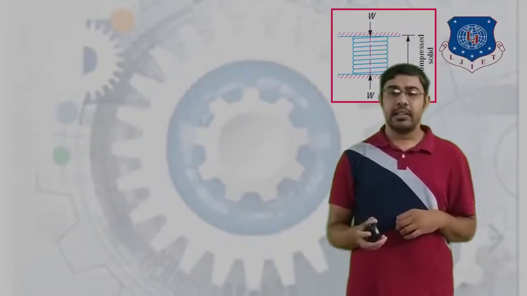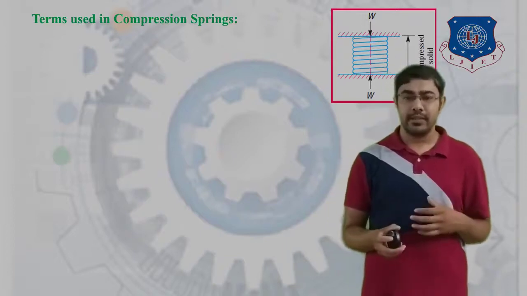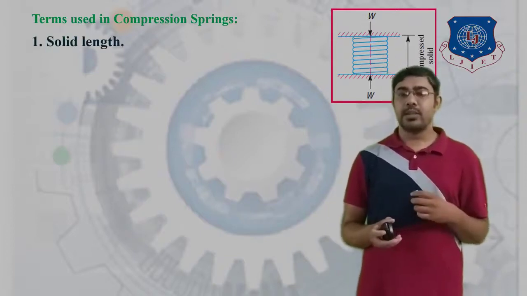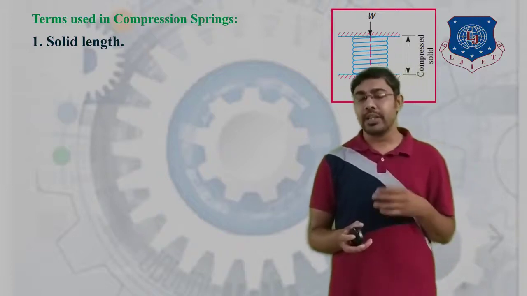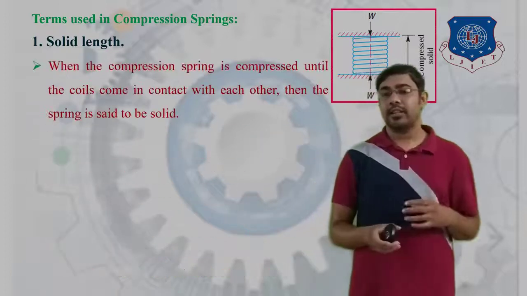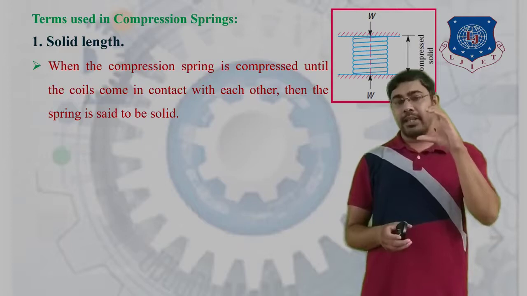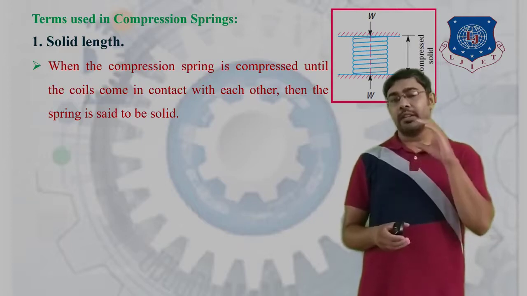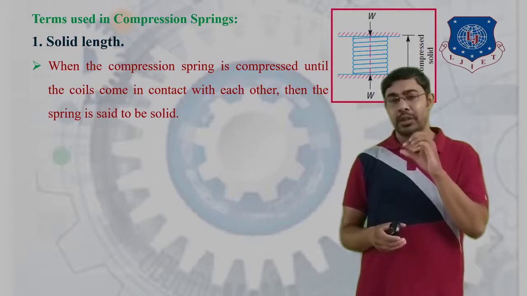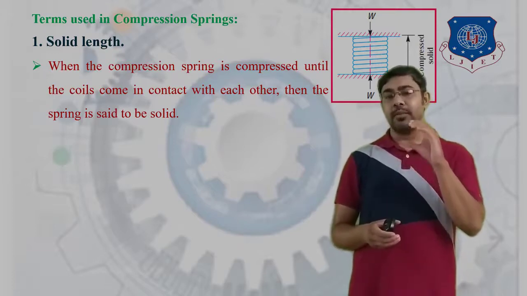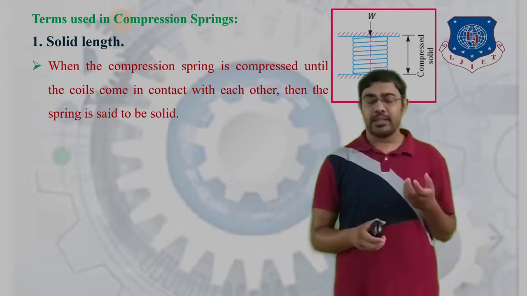So next are the terminologies or terms used in the compression spring. First is the solid length. So what is solid length? As you can see in the figure here, when the spring is compressed by the externally applied load, and the adjacent coils come into contact, whatever the length of this compressed spring is, that is nothing but the solid length.